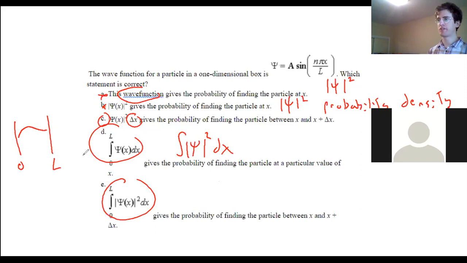E, the integral looks more correct. It's looking at the area under the square of the wave function, but it's telling you that tells you the probability of finding the particle between x and delta x. But if you look at these two numbers, that tells you the size of the region. It goes from 0 to L. That means that you're looking at the probability of finding the particle between 0 and L. So it would be correct if it told you the probability of finding the particle between 0 and L, but that's not what it says, so it's incorrect.